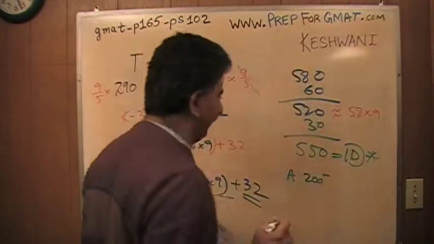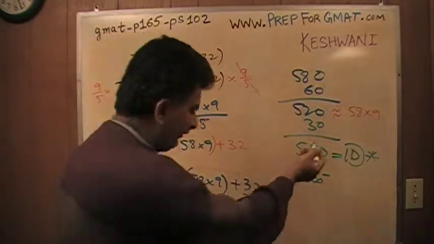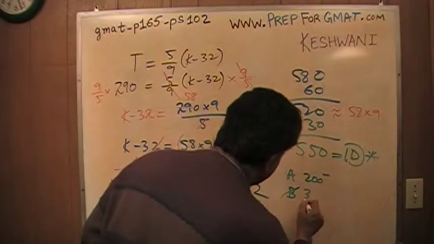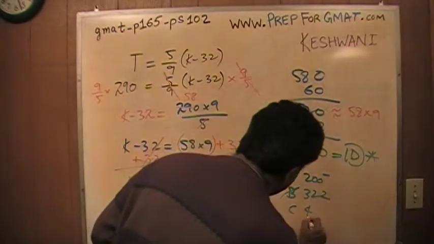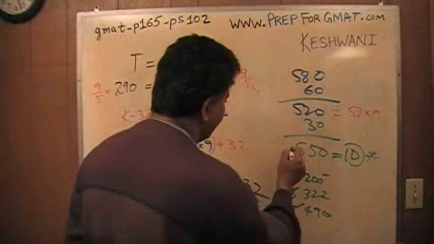This is how I write in the exam: less than 200. Yes, we're looking for 550. Of course, I already know the answer is D, but I'm just showing it to you. B does not work. B is 322. C is 490. Of course, that's definitely not it. D is 554. That's the one I'm going to pick here.